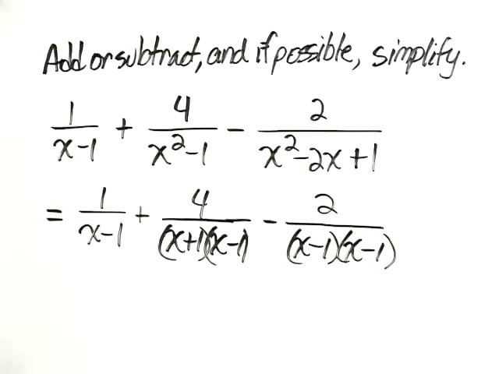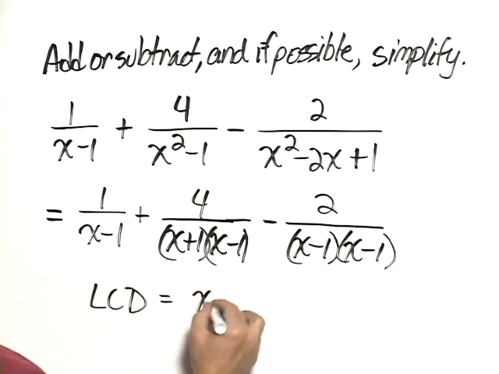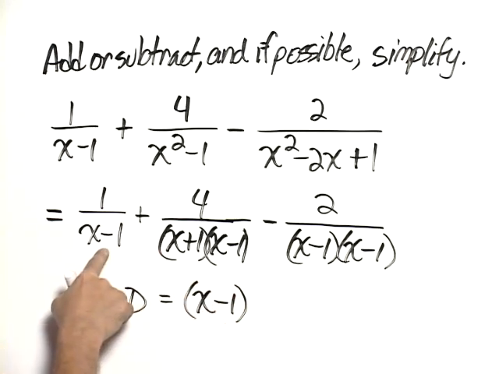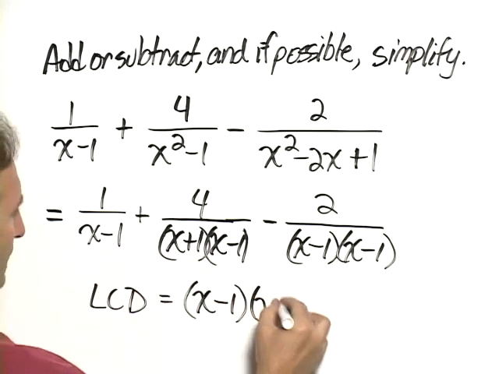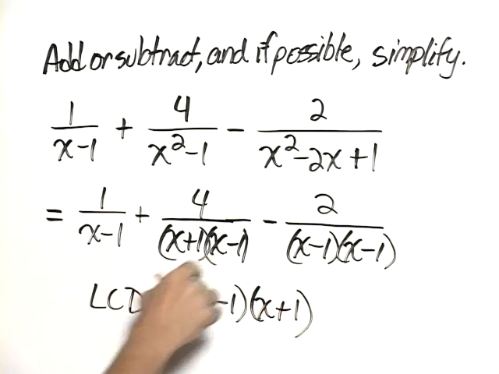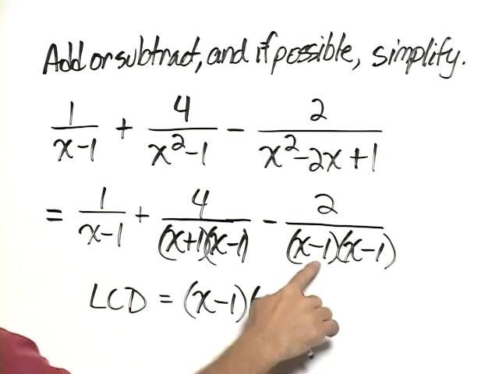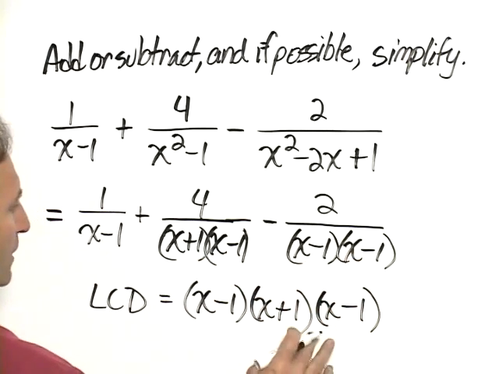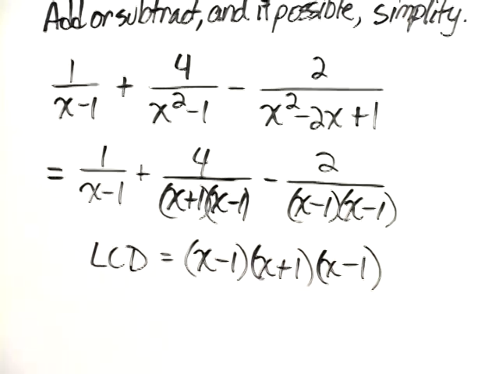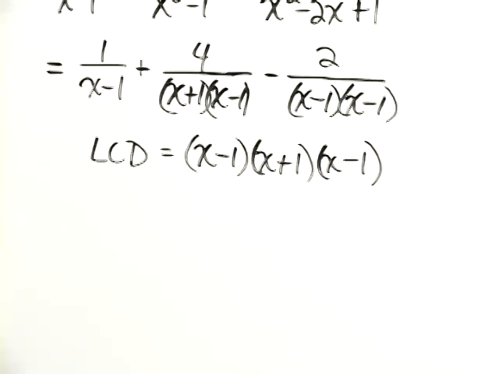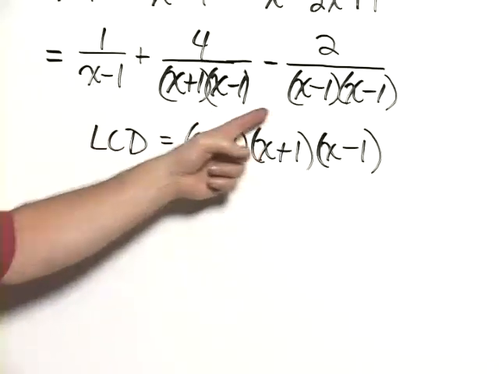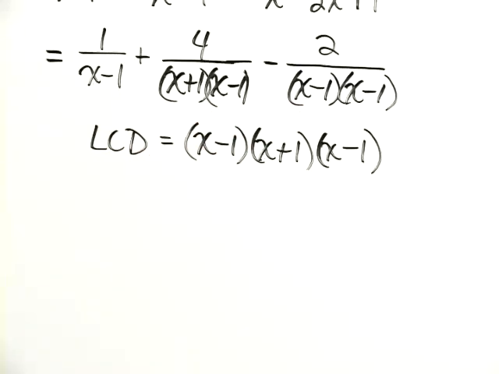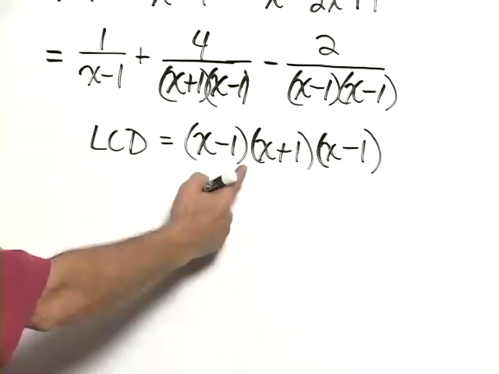x minus 1. So our LCD would then be, well, we need x minus 1 from here. We need this x plus 1. We already have the x minus 1, but when we get to here, we see that we have two x minus 1s, so we need to include a second one. So that's our LCD.